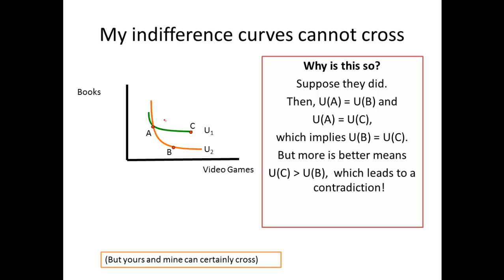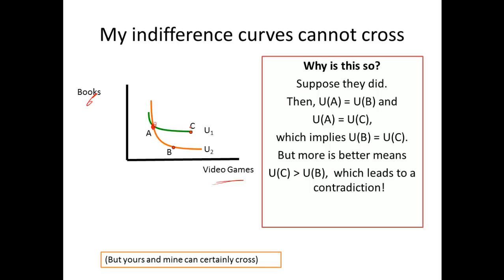It's interesting to think this through, but a particular individual's indifference curves, for example, my indifference curves, cannot cross. Now, it's kind of fun to think about this. So let's draw an example. Here we have an example with books on this axis and video games on this axis. And by the way, in this example, it really doesn't matter what we put on the axes. We have two indifference curves, one called U1, which is the green one, and one called U2, which is, I guess, the orange one. Now we've labeled 3 points. A is the point where the two indifference curves cross. B is a point on U2, and C is a point on U1.